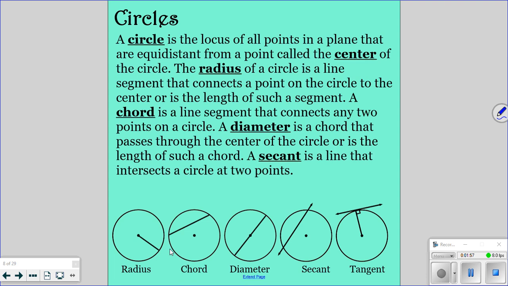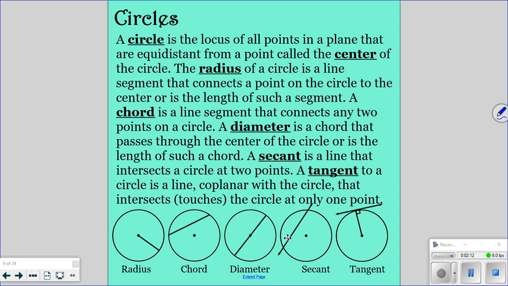A secant is a line that intersects a circle at 2 points. So it's basically a chord that's been extended. Like this part here is the chord, and then you keep it going, and that becomes a secant. And then a tangent to a circle is a line that is in the same plane as the circle that intersects or touches a circle at only 1 point. So hopefully most of those concepts are review. None of those should be new. If y'all need to pause the video to go over them, y'all can though.